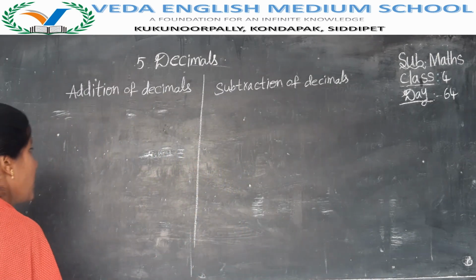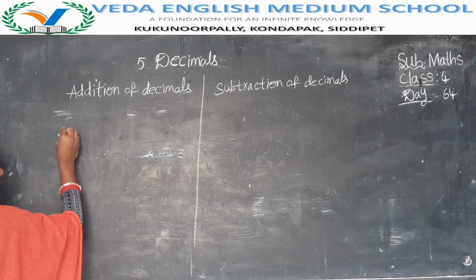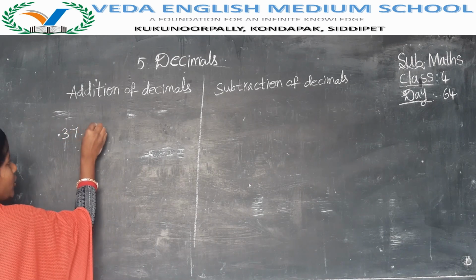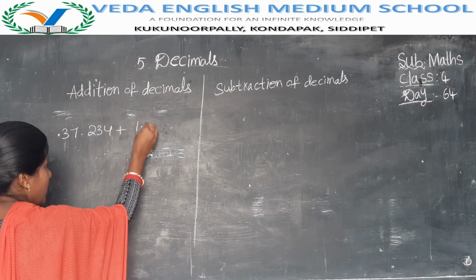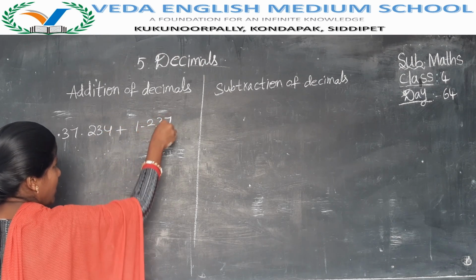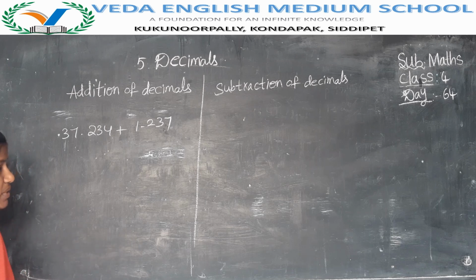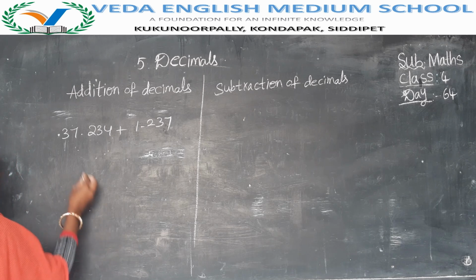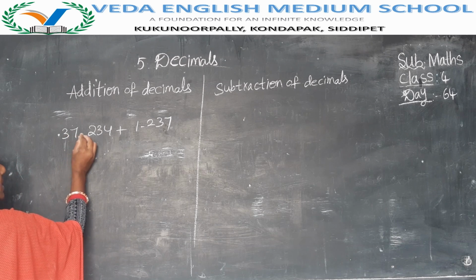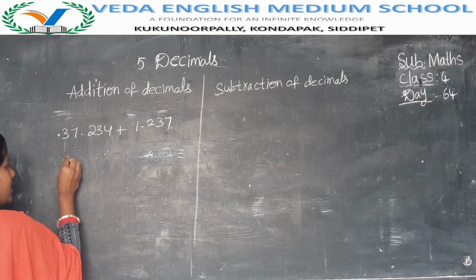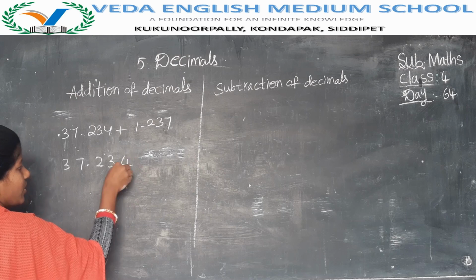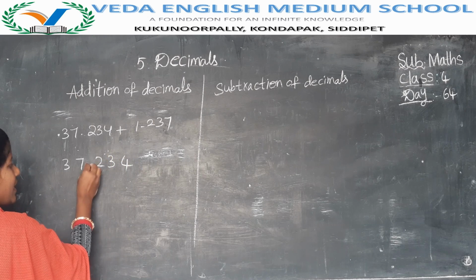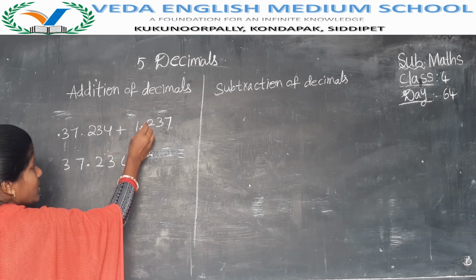For example, addition of decimals. Here I have the question like this: 37.234 plus 1.237. These two are decimal numbers. Then how to add these two decimal numbers? First we have 37.234, right? Then when you are writing the second decimal, you have to go to the place value chart.